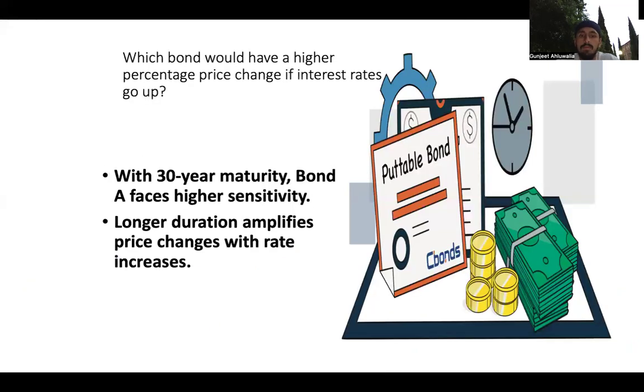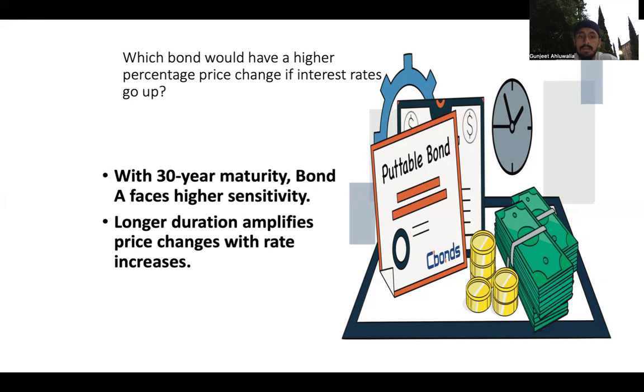In considering which bond would have a higher percentage price change if interest rates increase, we look at Bond A, with a 30-year maturity, which is more sensitive to changes in interest rates due to its longer term. Longer durations like Bond A amplify price changes caused by interest rate changes. This is because they have a longer time frame over which future cash flows are received, making them more susceptible to changes in discount rates.